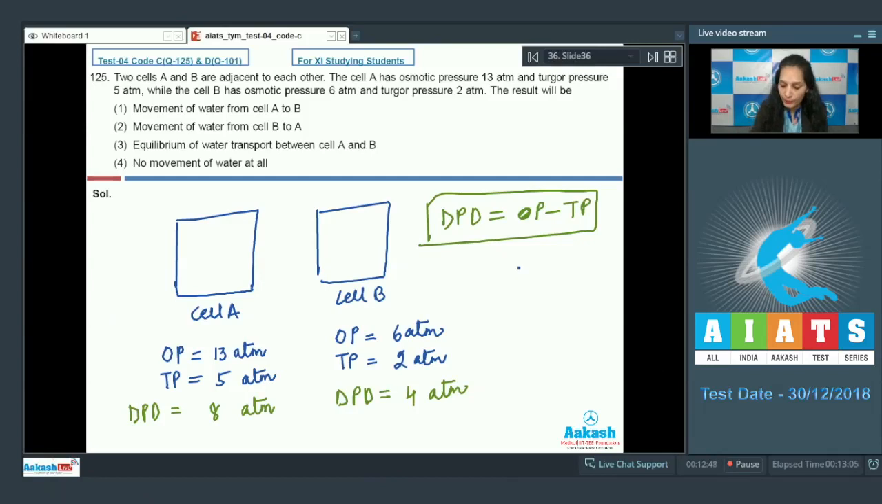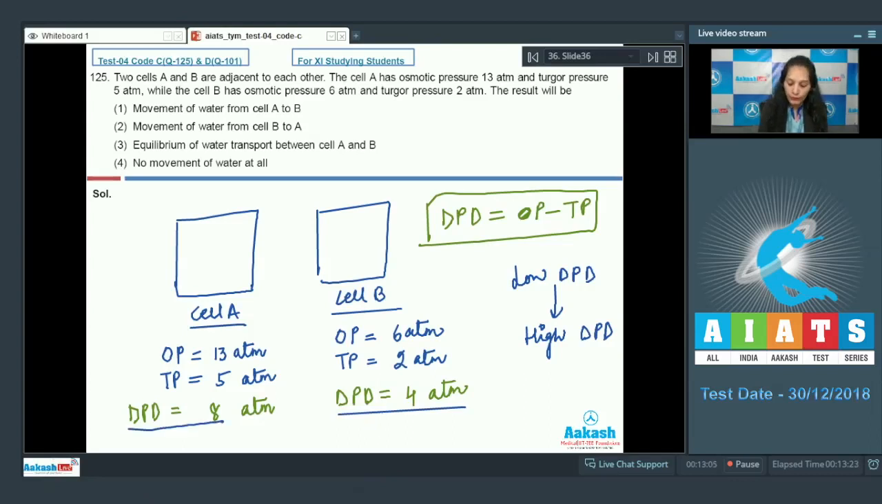Water moves from low DPD to high DPD. So from cell A and B, which has a lower DPD, the cell B. So water will move from cell B to cell A. So see the options. Movement of water from A to B? No. It is not from cell A to B. It is from B to A.